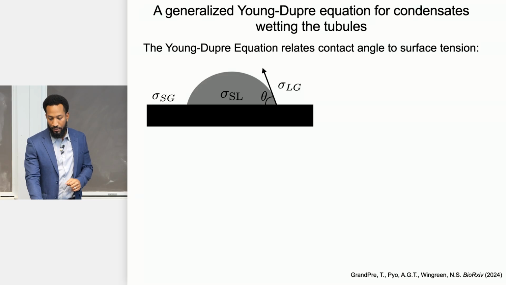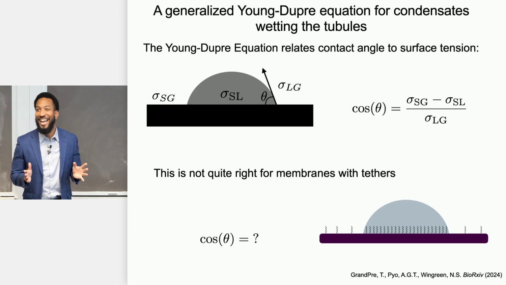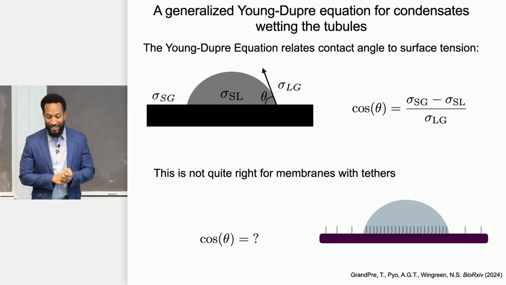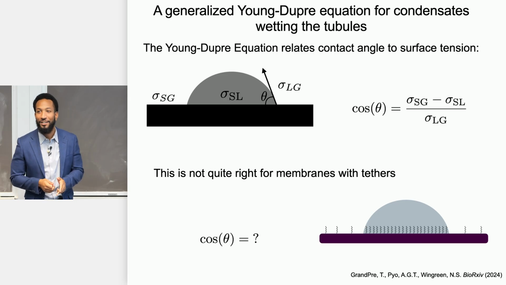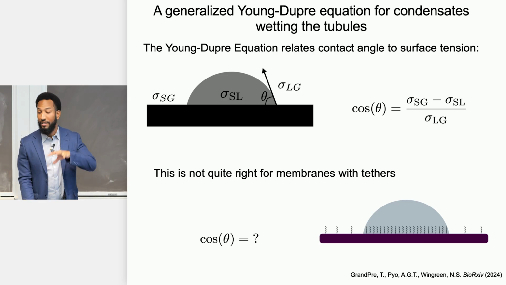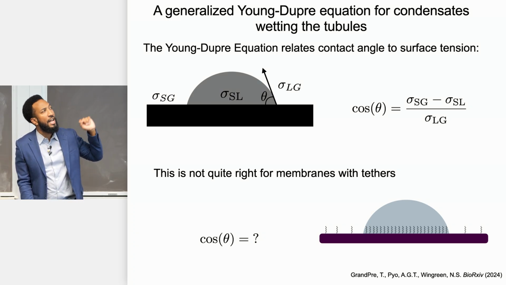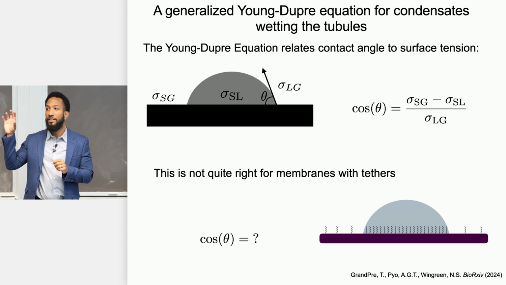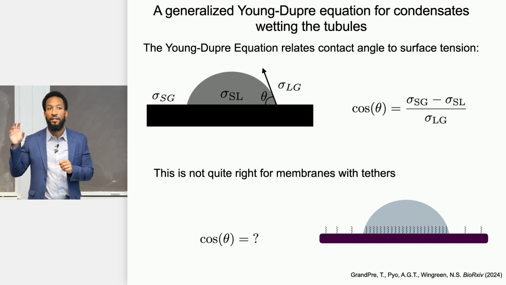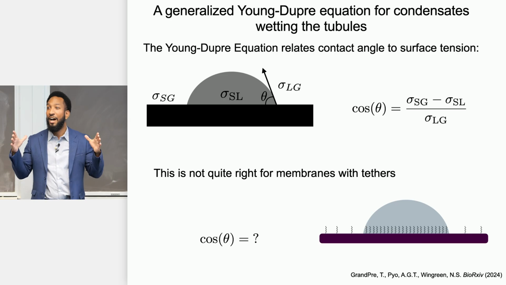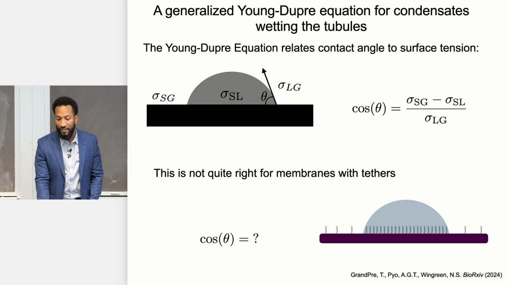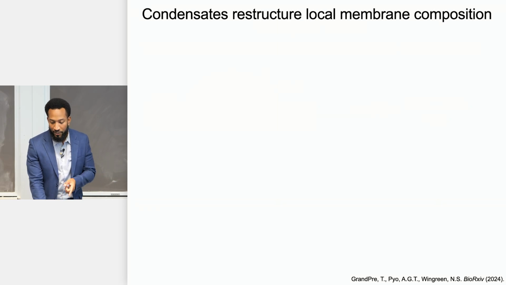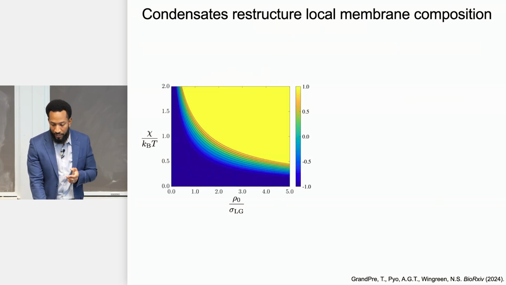Have they figured it out? Yeah. So there is an equation here that I don't think I actually showed. Sorry. But the idea is that yes, you can get this cosine, the same equation, but in fact, the surface tension, the sigma SL, has an extra piece to it that will depend on the properties of the tethers, like the density of the tethers that are, for instance, underneath the droplet. And I'll show you some results from this.